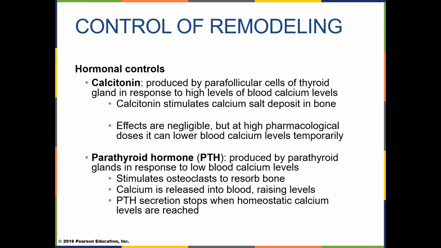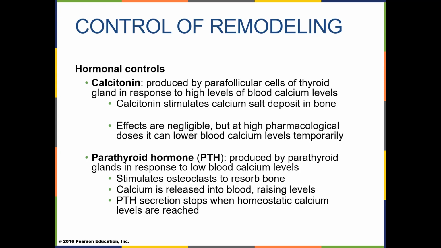Parathyroid hormone, on the other hand, is the number one key player in regulating blood calcium. Parathyroid hormone is made by the parathyroid glands. Now the parathyroid glands are 4 tiny little glands embedded on the posterior surface of the thyroid gland. They're about the size and shape of a raisin. There are 4 of them. They produce parathyroid hormone.